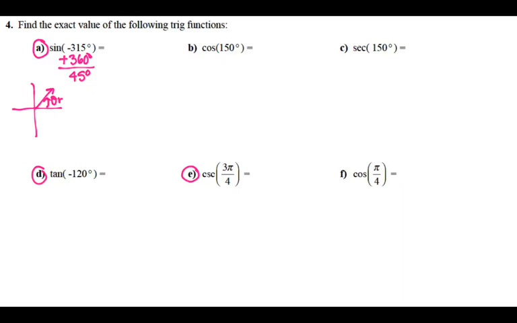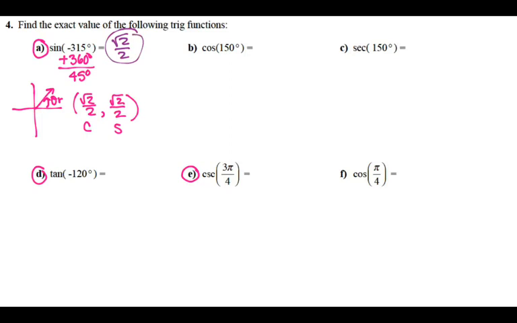I'm going to use my reference angle to find my ordered pair. So my ordered pair at 45 degrees is going to be root 2 over 2 and root 2 over 2. Cosine is my x, sine is my y. So my final answer is just going to be that y coordinate of root 2 over 2.